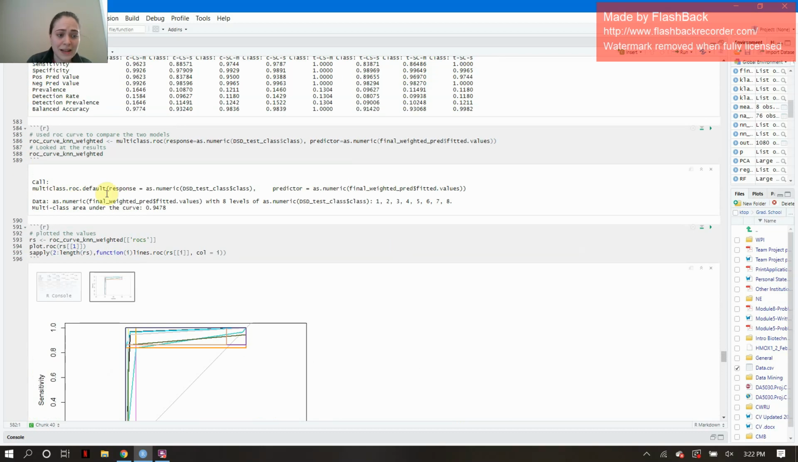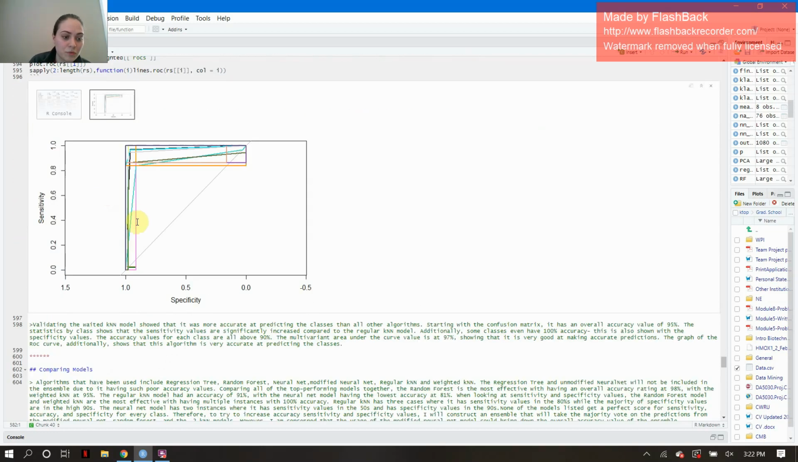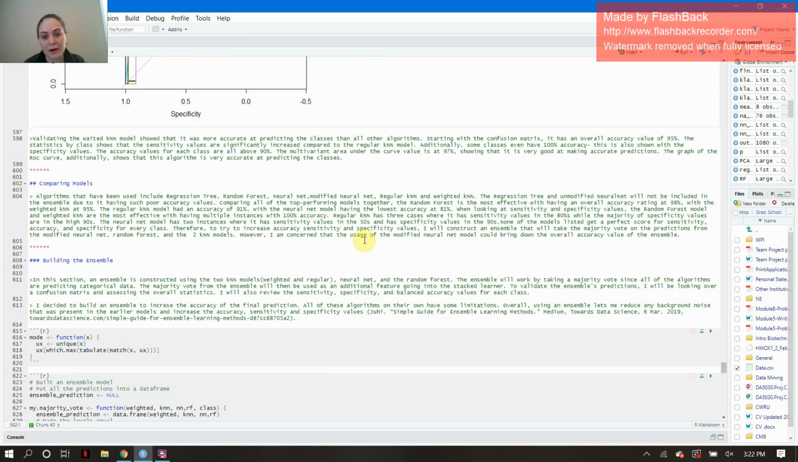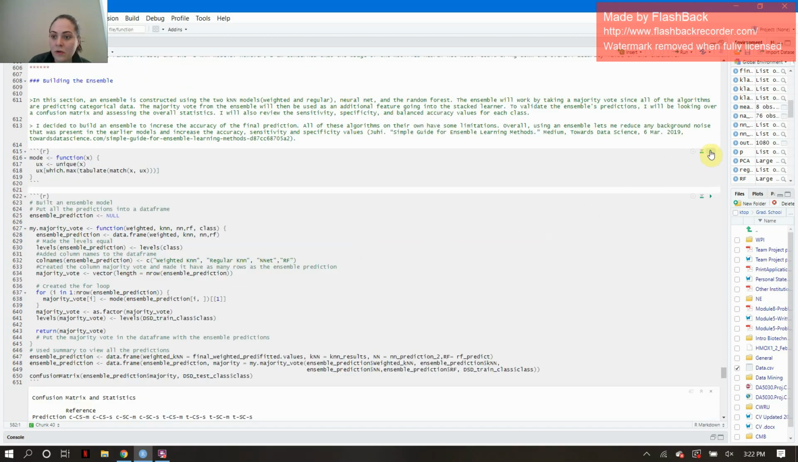Additionally, its multi-class area under the curve value is 94%, and that is its multi-ROC curve. Down here is where I actually compare all the models together, and I decided which ones to keep and which ones to put into the ensemble. I also decided an ensemble is probably the best way to go just because the neural net model was struggling with an 81% accuracy. So building my ensemble, I did down here.